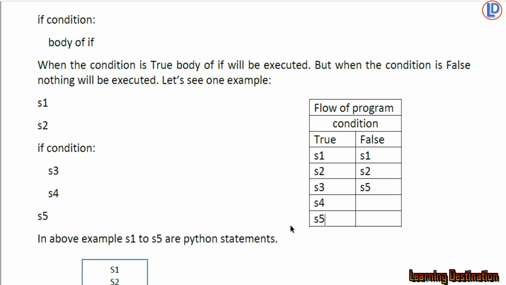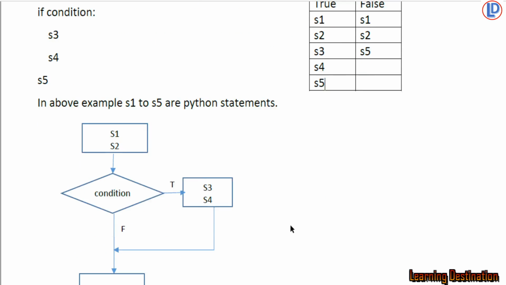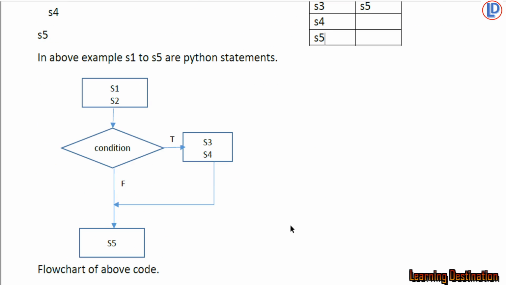If we want to see the flow of execution, we can use a flowchart as well. So we have statements s1, s2, then there will be a condition which will be checked, that is the if condition. The condition can be either true or false. If the condition is true, we will go to statements s3, s4 and will come through this path, and we will reach s5 in this way.